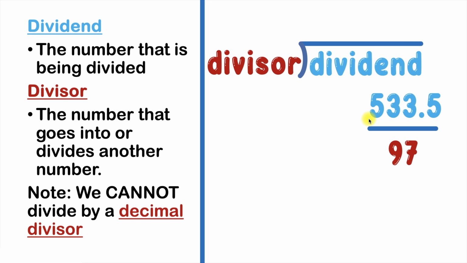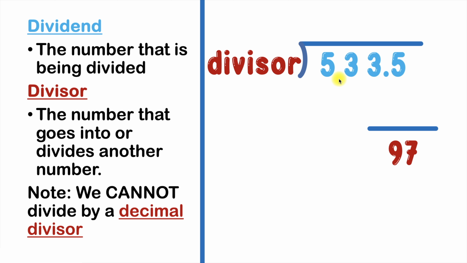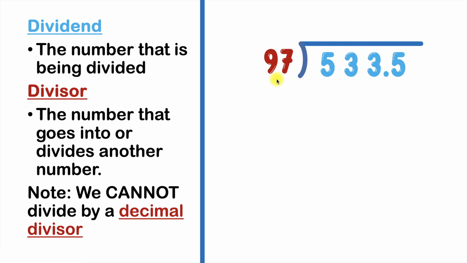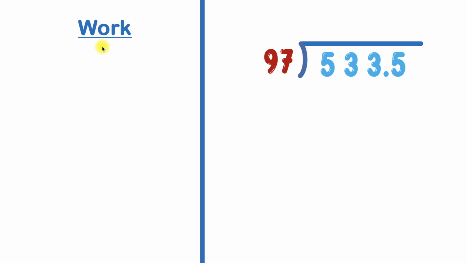Because our dividend is 533.5, we'll put that inside. And notice how I left some space in between. That's to help us with our work to make sure it stays nice and neat. And outside, we'll put the divisor. Since the divisor is 97, we'll put it here. Now that our long division is set up, we can get to work.